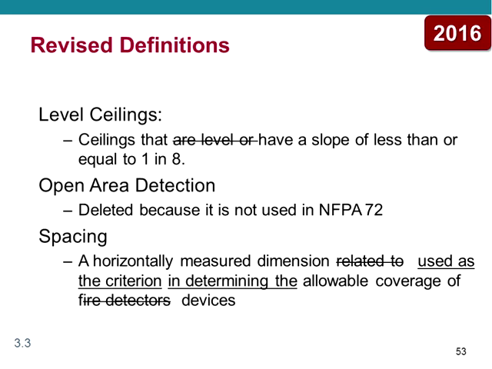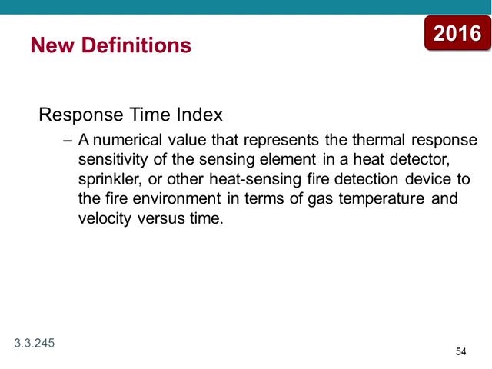Open area detection was deleted because it is not used in NFPA 72. So the Standards Council has made it clear that if we don't use the term in the code, we shouldn't be defining it. So the Chapter 17 committee took it out. Spacing has been revised to read a horizontally measured dimension used as the criterion in determining the allowable coverage of devices. So they just cleaned that up a little bit to make it easier to read and more clear. Not really a huge change, again, polishing the diamond.